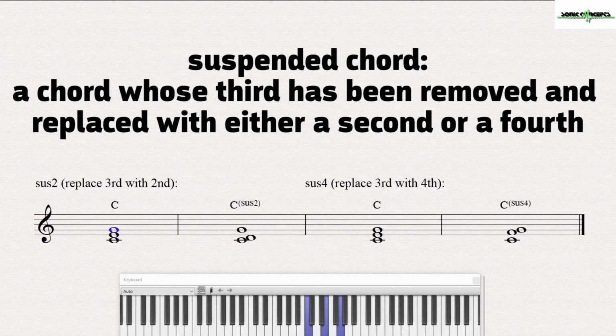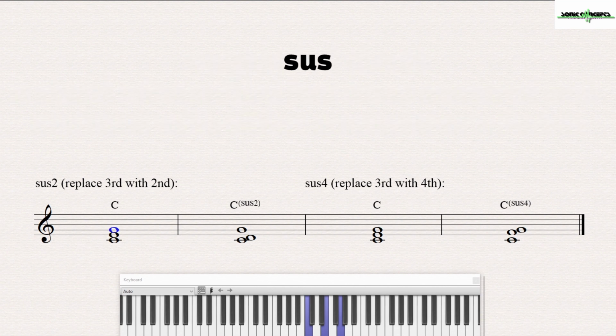A suspended chord is a chord whose third has been removed and replaced with either a second or a fourth. These chords are denoted with the shorthand sus. If the third was replaced by a second, it is called a sus2 chord. If it is replaced by a fourth, it's called a sus4 chord. Take a look at these examples.